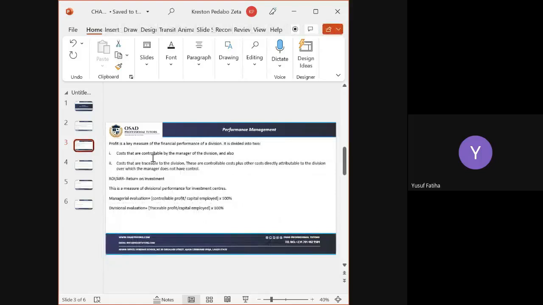So moving on, profit is a key measure of the financial performance of a division. Remember, the topic we are dealing with today is divisional performance. That is, how are we able to measure how a particular department is performing? How do we know how a manager is performing? How are we able to check if a particular department is performing well?